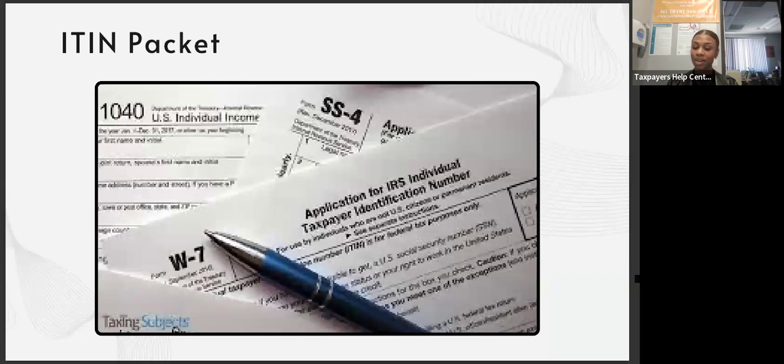So here is another blurry picture of the ITIN packet. I believe there are a couple more things you might have to fill out for this packet, but listed over here, you can see the 1040. That will need to be filled out. The SS-4, which will need to be filled out. And then the W-7, which I have shown you already, will also need to be filled out.